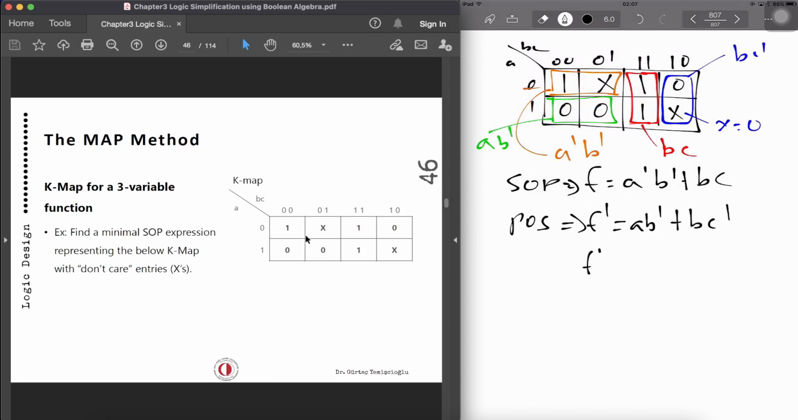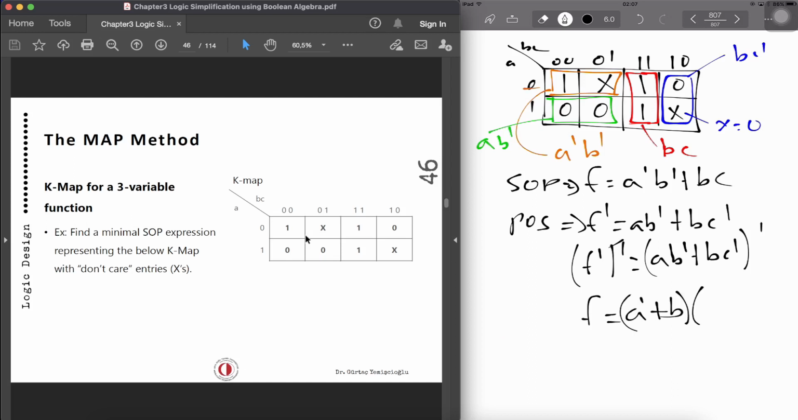And then I have to take the De Morgan again, A B prime or B C prime, whole prime. Then F is going to be A prime plus B, B prime plus C. And that will be the expression for that. So don't cares can be used either as a 1 or a 0, and I can make the largest possible combinations.